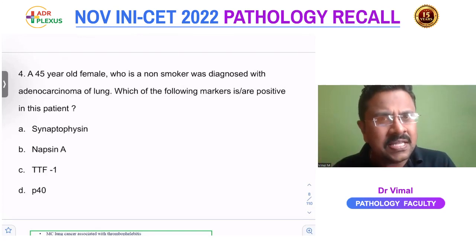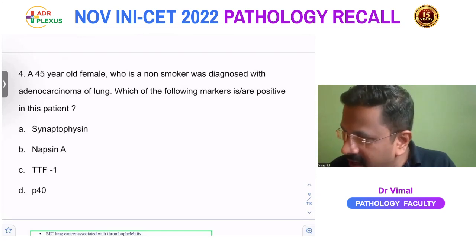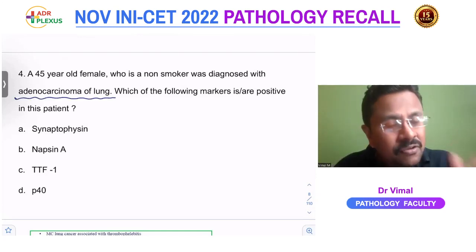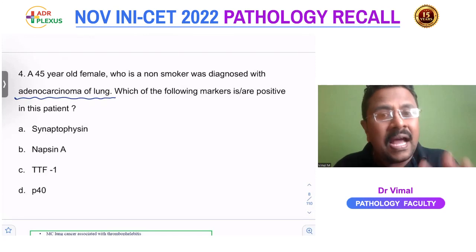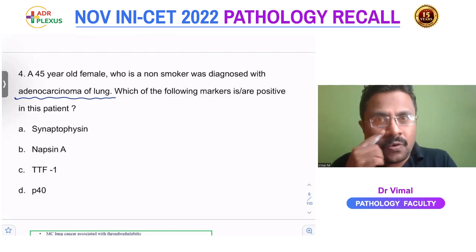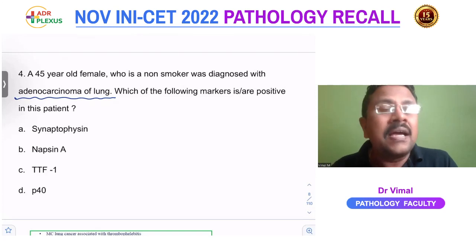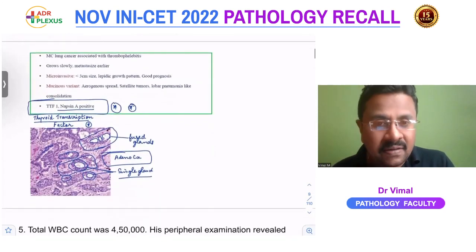So how to approach this case? For approaching this question, all of us should recollect what the IHC markers positive in different types of lung cancer are, as we dealt with during our class and workbook discussion. Here they give you the diagnosis of adenocarcinoma of the lung and ask what markers are positive in this patient. So definitely we will recollect the markers positive in adenocarcinoma of the lung, as it was insisted upon very much during our discussion.